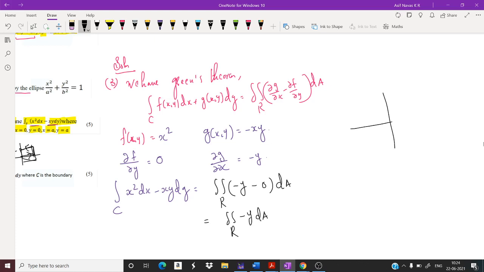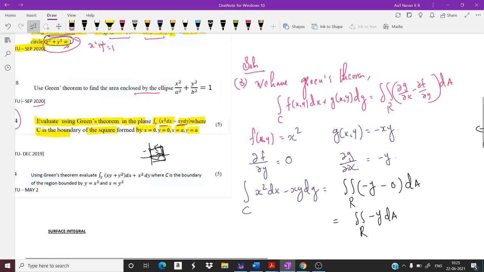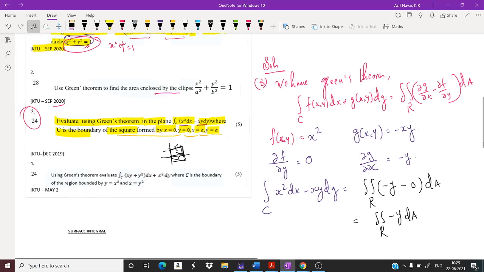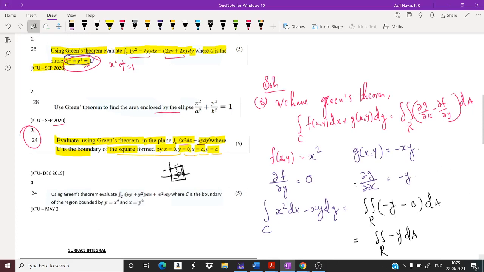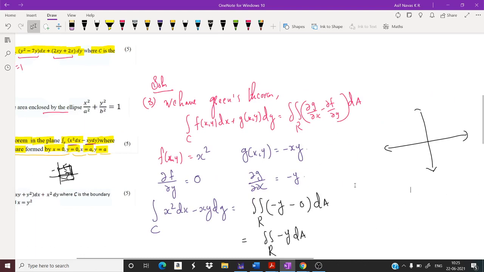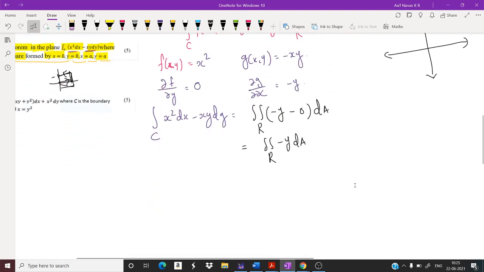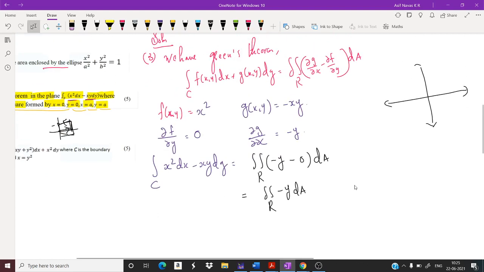Now what is our region of integration? Let us check. The region of integration is the square formed by x equal to 0, y equal to 0, x equal to a, y equal to a. So first we will draw the region of integration. So this is the square, this is the region of integration.